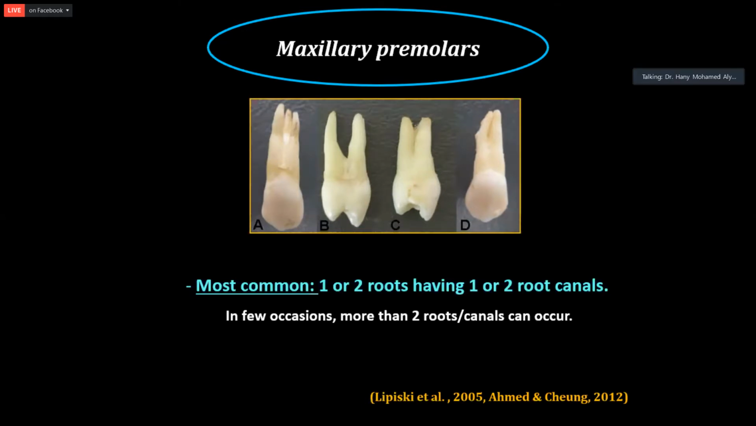Now we're going to go for the maxillary premolars, which usually have 1 or 2 roots, having 1 or 2 canals, with a rare variation of having 3 canals.